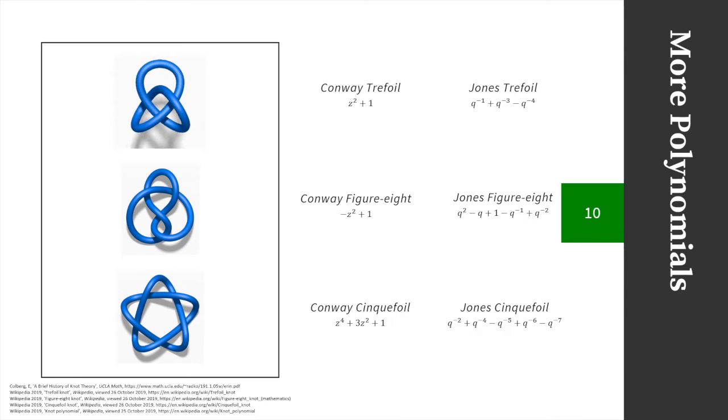Another more complete polynomial was created by John Conway in the 1960s. Then, in 1984, Vaughan Jones finished the job with a method that created a unique polynomial for every knot.